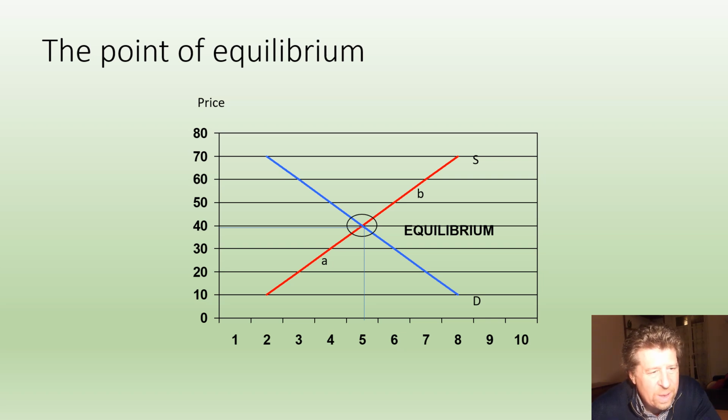So we see the equilibrium, where the market is balanced, is €40 and 5 million pieces. And so here, the consumers want and can buy 5 million, and the suppliers want and can produce 5 million at €40. So they're both happy with that price and that quantity. That's the equilibrium.